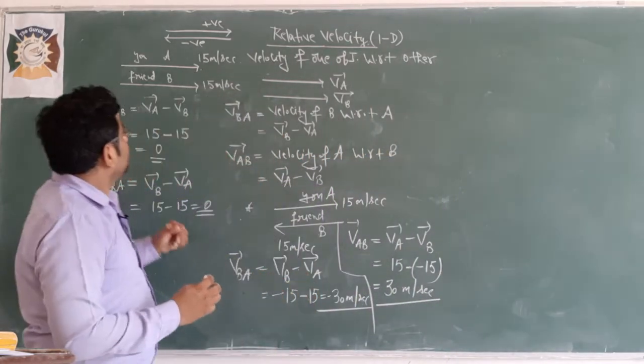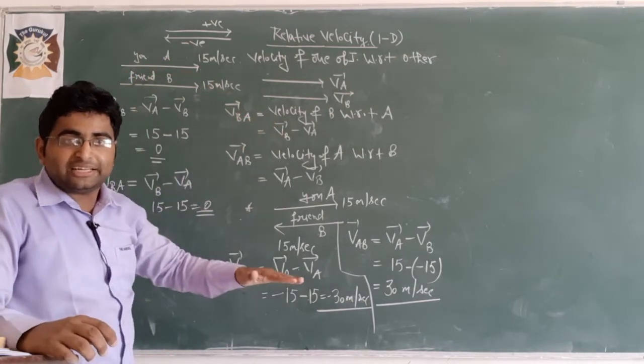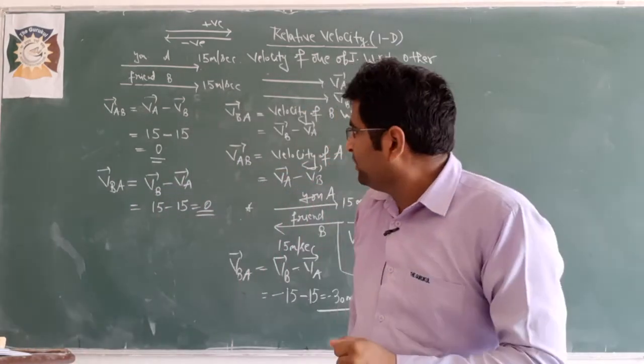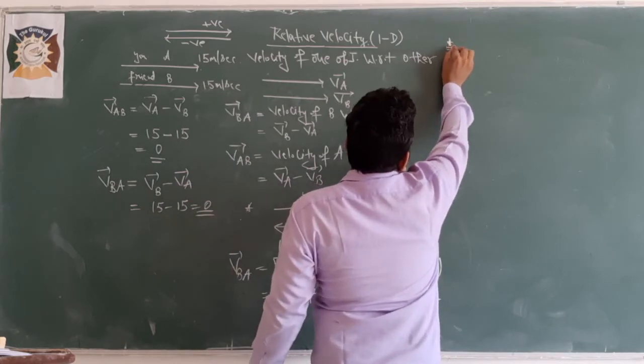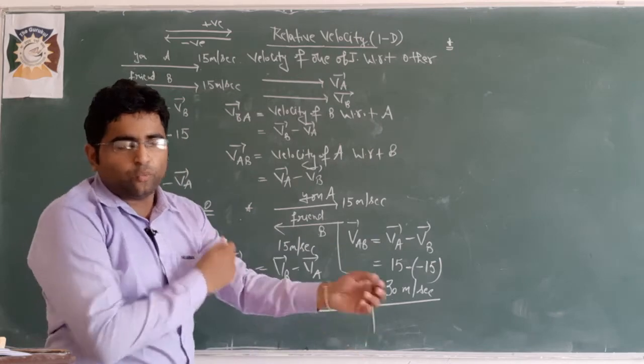But when the objects are moving in the same direction, then relative velocity becomes less. Clear? So beta, this is a case of 1D. Now one example is there on the basis of relative velocity in 1D.